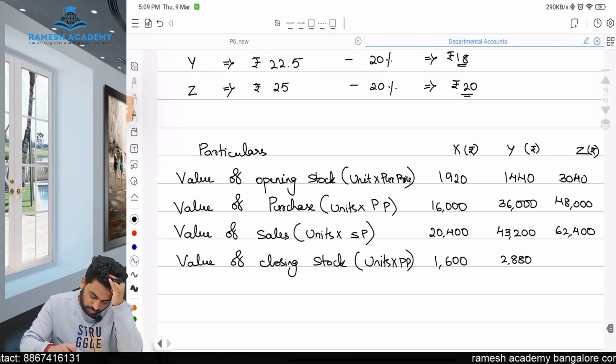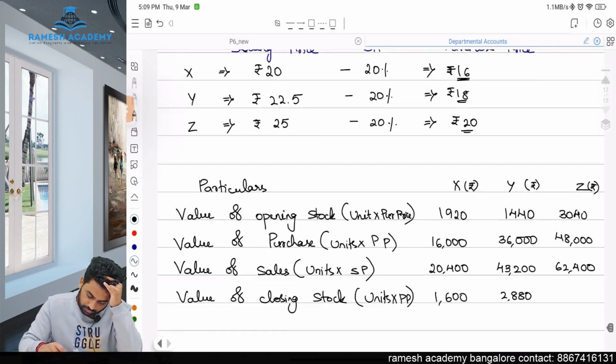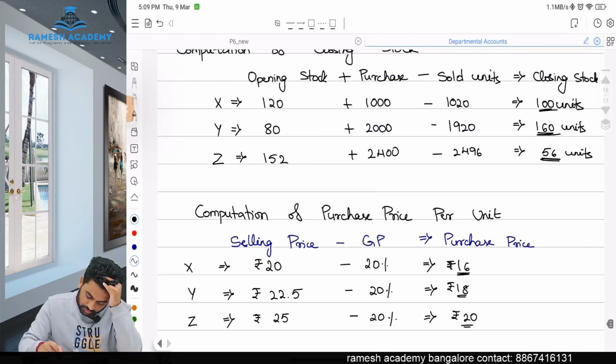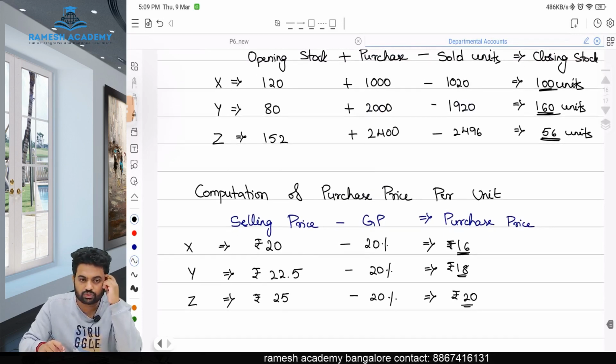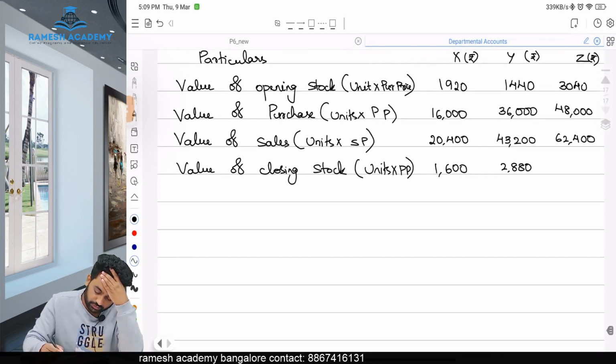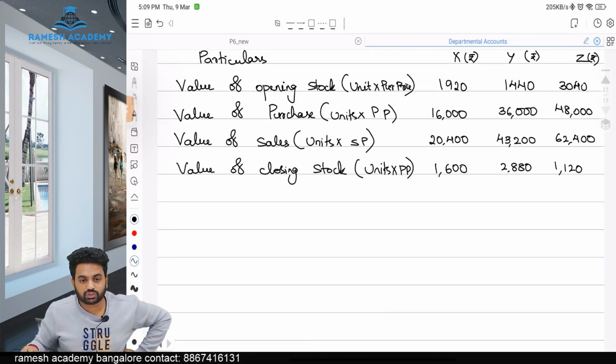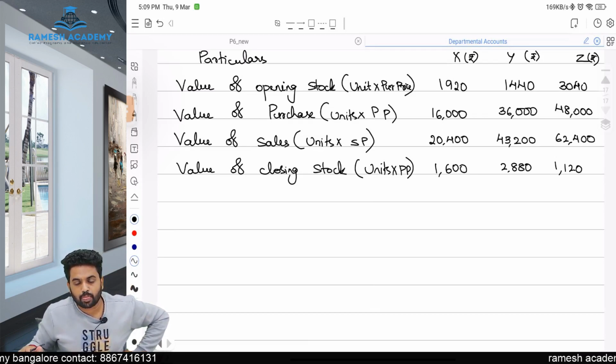Next is what, boss? Next is Z. Z 56 into 20. 56 units is the closing. Per unit it is 20. So it is 56 into 10 is 560. 560 twice is 1,120. So it is 1,120. Tell me guys, so far is it clear? So far is it clear? People?